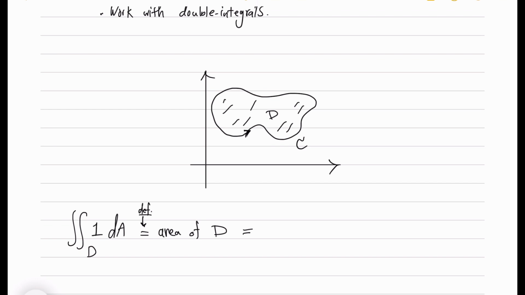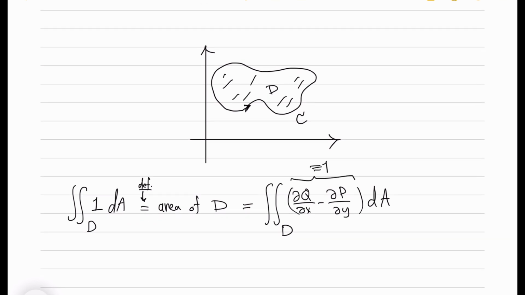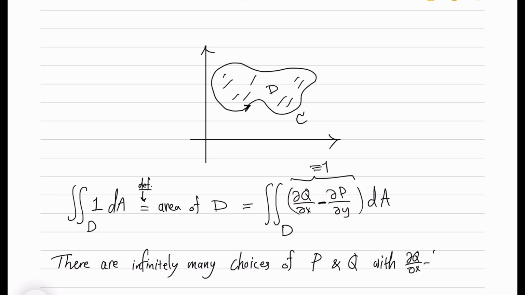Now, we want to fix P and Q so that partial Q partial X minus partial P partial Y becomes 1. So anytime you have this whole thing equal to constant 1, you will have area equal to that. So there are millions of vector fields where this quantity is equal to just 1. And amongst them, we can guess, for instance, let me write it here. There are infinitely many choices of P and Q with partial Q partial X minus partial P partial Y just being constant 1 at all points.